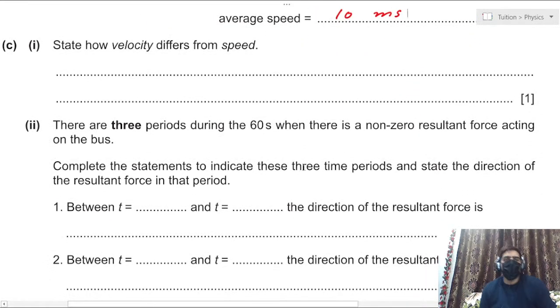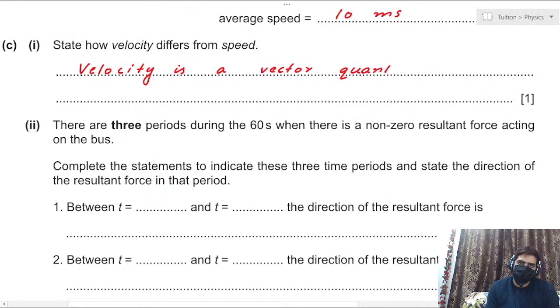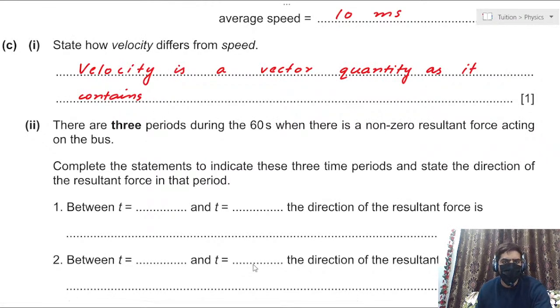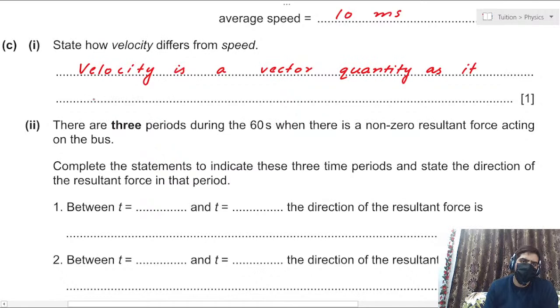Then we have the next one: how does velocity differ from speed? Velocity is a vector quantity as it requires direction. You can phrase it the way you want, or as it has a direction, either way.